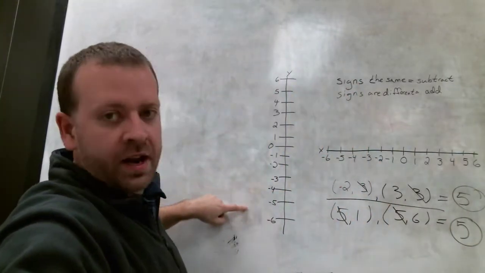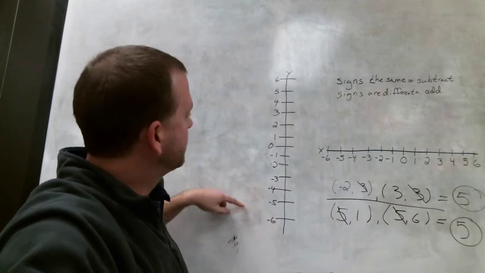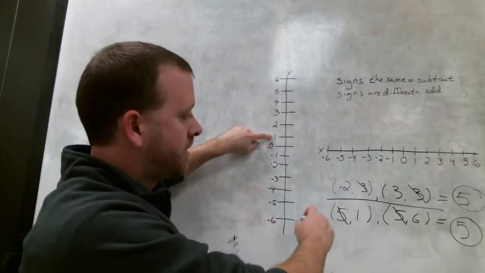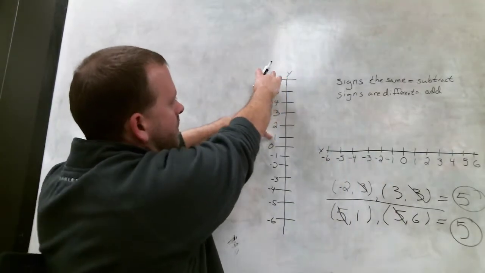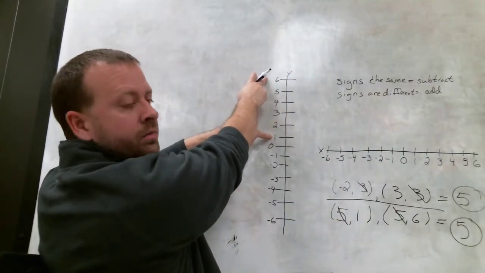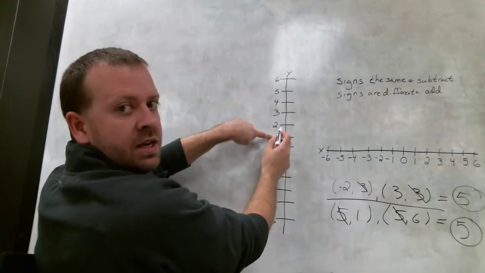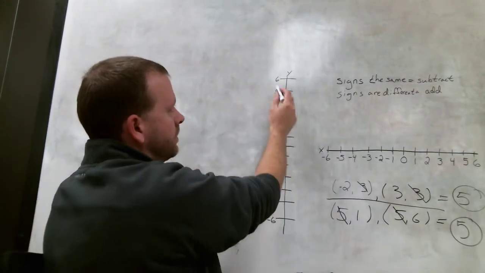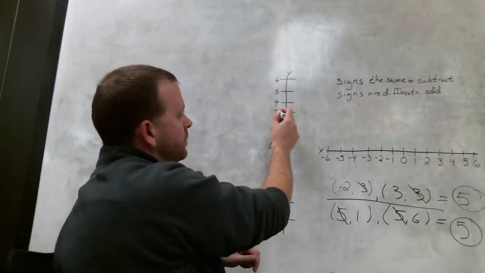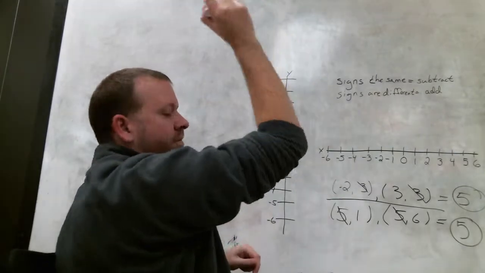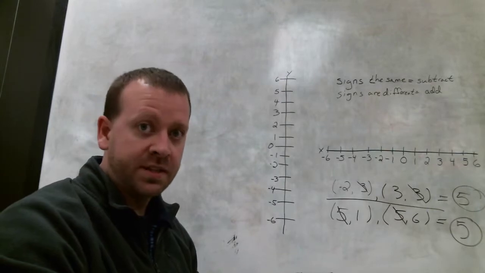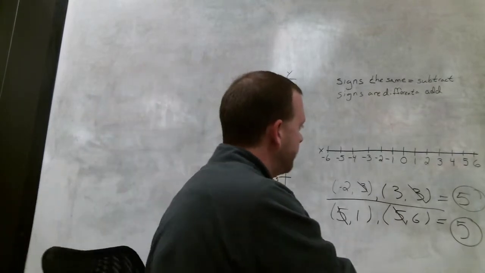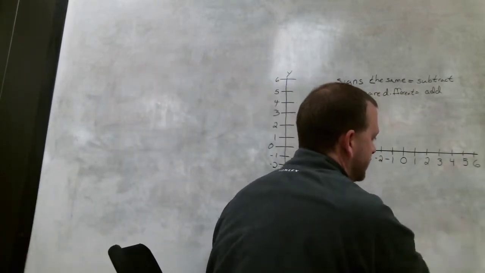So let's look at it on the y-axis. I've got my +1, that's my starting point. And my ending point is going to be +6, way up here. So I count how far I'm going to get from +1 to +6. 1, 2, 3, 4, 5, which is the same as what we got down here. Pretty easy, huh?